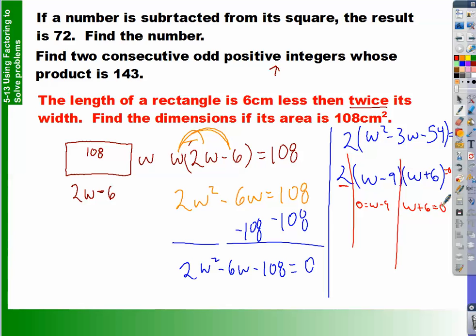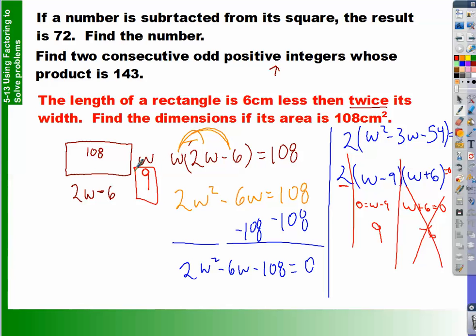So what's W equal to here? 9. What's W equal to here? Negative 6. Is it possible to have a width of negative 6? No, it's not. So this answer makes no sense in the context of the problem. You can't have a negative side length of a figure. So the width is 9.